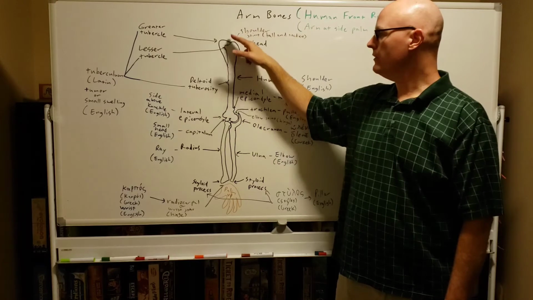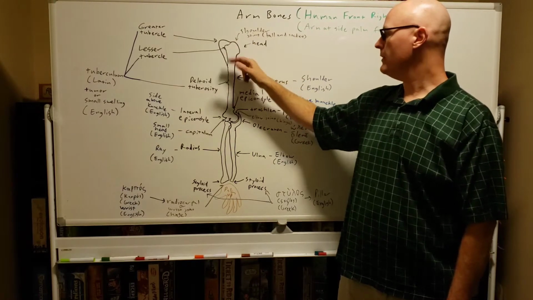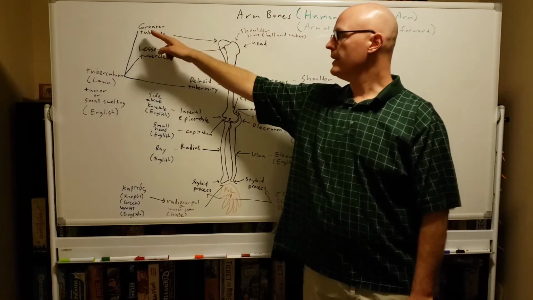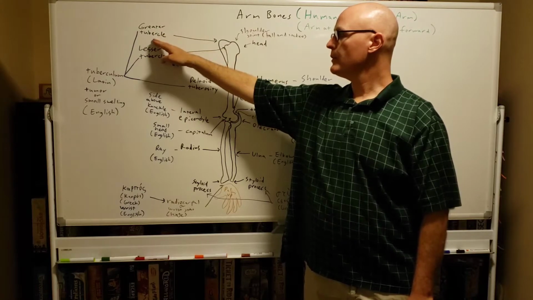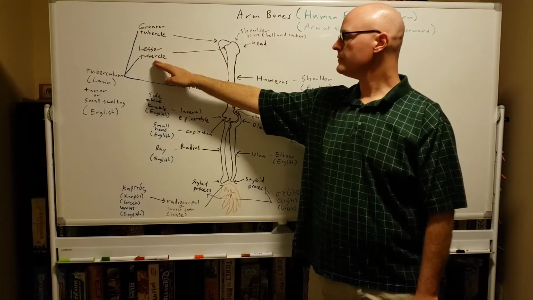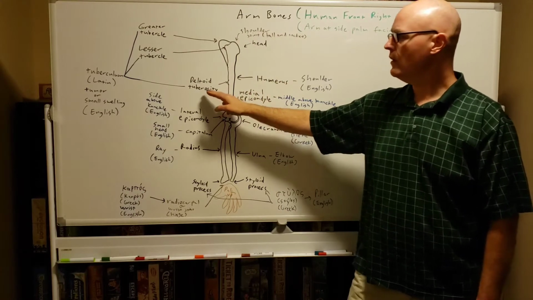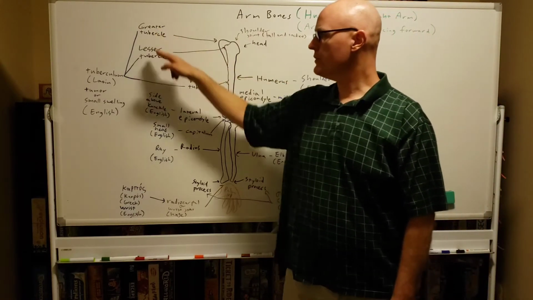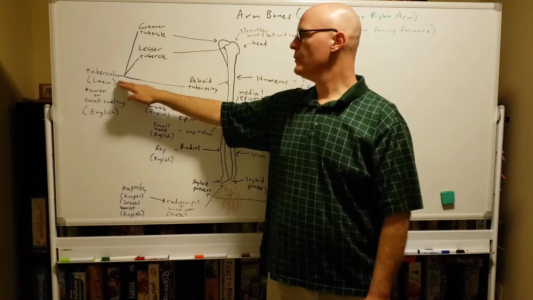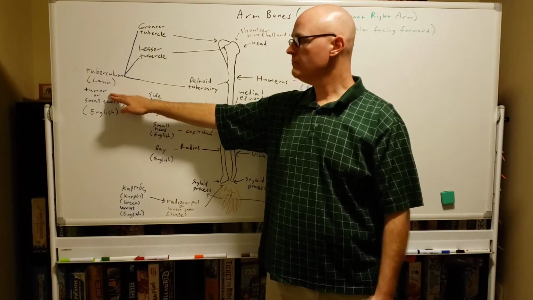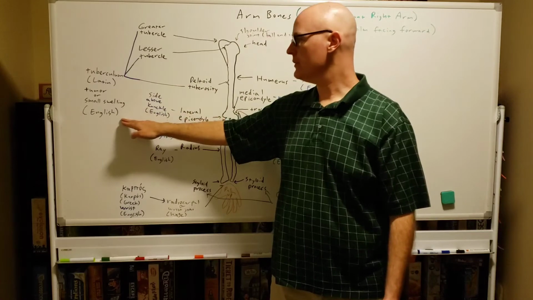The other end of the top of the humerus bone has the greater tubercle and the lesser tubercle. About midway down is the deltoid tuberosity. All of these words come from the Latin tuberculum, which means tumor or a small swelling in English.